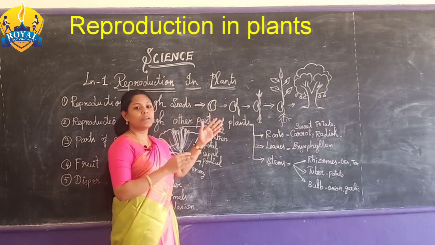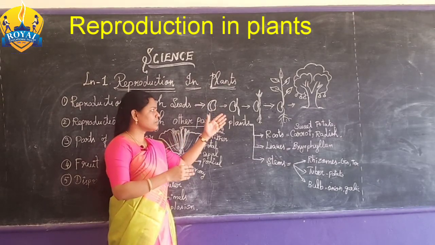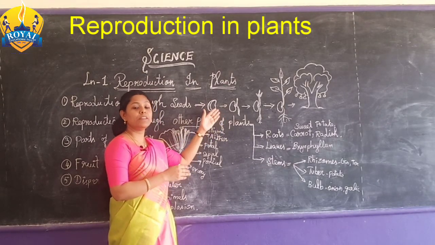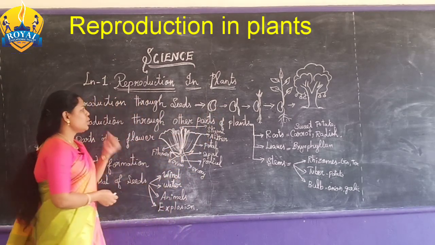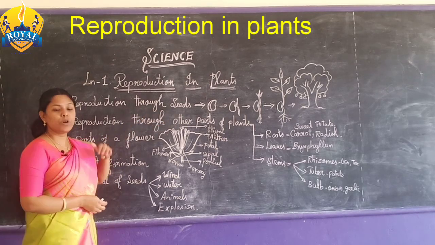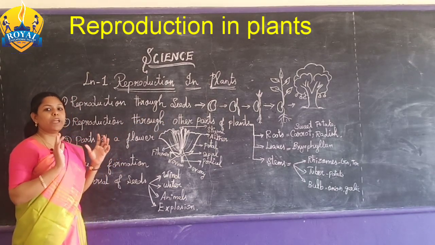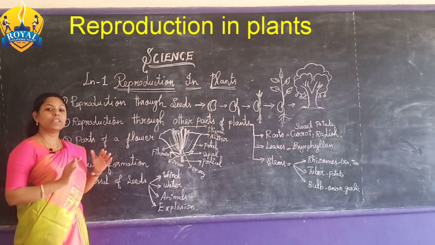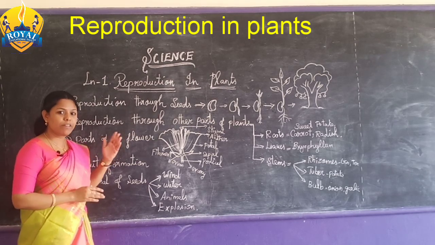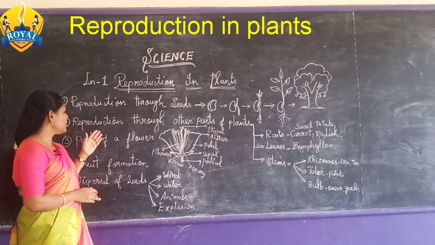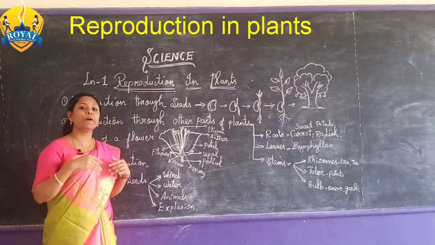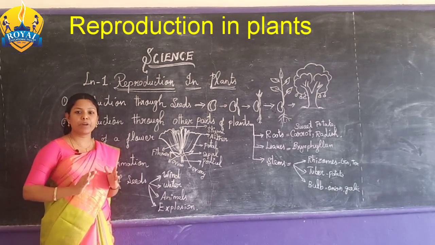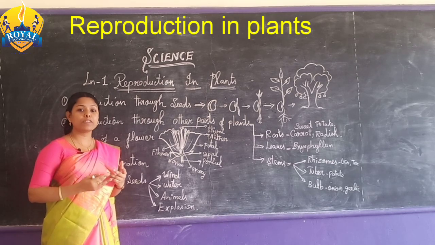So this is the life cycle of every fruit, and this is the seed germination of every seed. Okay, so after that, these are the processes of many more plants in our world that reproduce through their seeds. Afterwards, we are going to learn about the reproduction through other parts of plants.